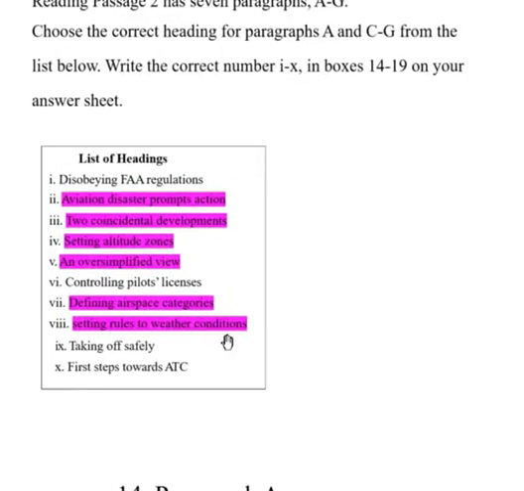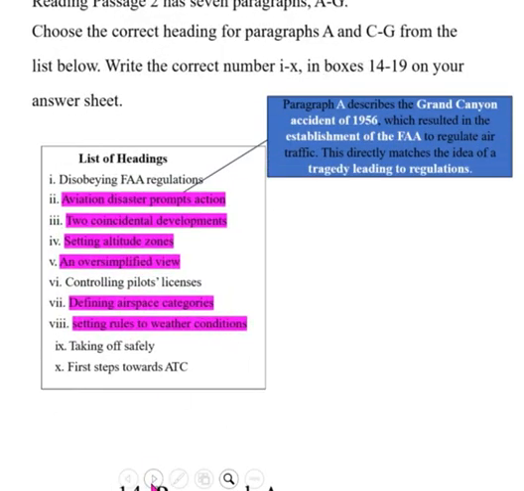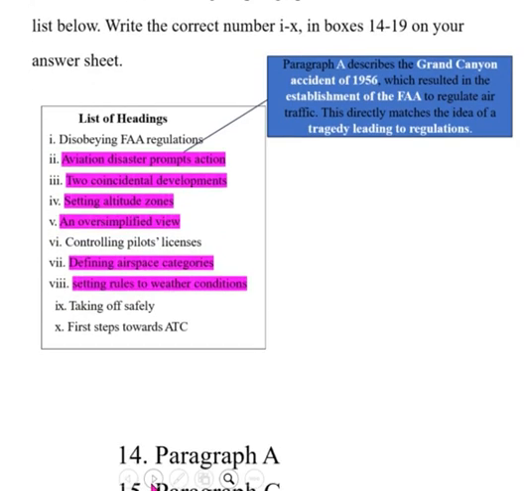Let's go back to the paragraph. A describes the Grand Canyon accident of 1956, which resulted in the establishment of the FAA to regulate air traffic. This directly matches the idea of a tragedy leading to regulations. Aviation disaster prompts action. And what is the action? The establishment of the FAA. Paragraph A already has its heading, and that is Roman figure 2.